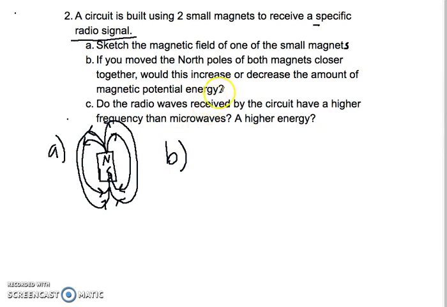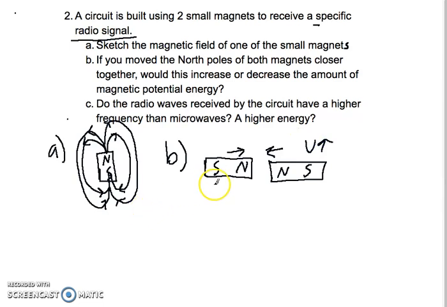B, if you move the north poles closer together, would this increase or decrease the amount of magnetic potential energy? If we took the two small magnets, and let's assume they're bar magnets, and moved the north poles closer to each other, what would happen to the potential energy? The north poles don't want to be near each other. They want to repel, just like two negative electric charges. So if you do that, the potential energy would actually increase. So, increase.